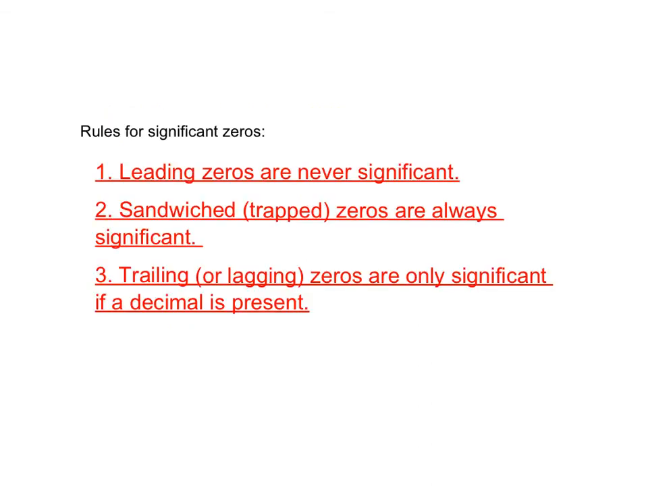Like I said earlier, there are 3 rules. The first rule says that leading zeros are never significant. When I say a leading zero, these are zeros that come before the very first non-zero number. So I'll say that again. Leading zeros are any zeros, whether it's 1 or 2 or a million, that come before the first thing that is not a zero. So all of these that I just underlined are leading zeros. They never, ever, ever count for significant figure purposes.